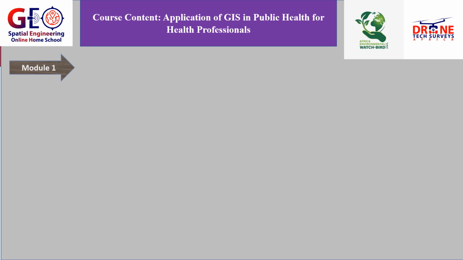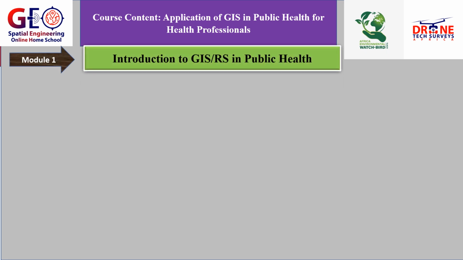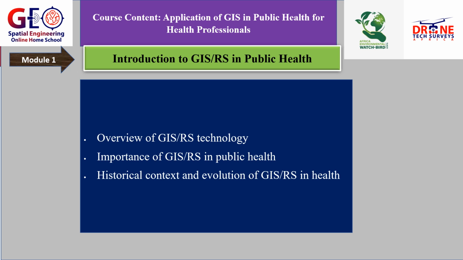Okay, so we are going to Module 1. Under Module 1, we are going to see the details of the course content. Module 1 is Introduction to GIS and Remote Sensing in Public Health. We are going to look at the overview of GIS and remote sensing technology. Then we are going to see the importance of GIS in public health. Then we are going to get into the historical context, the evolution of GIS as far as public health is concerned.